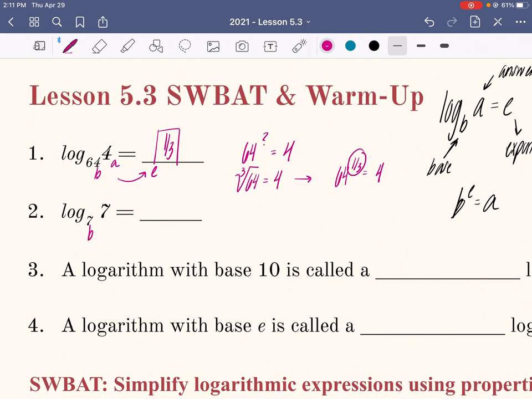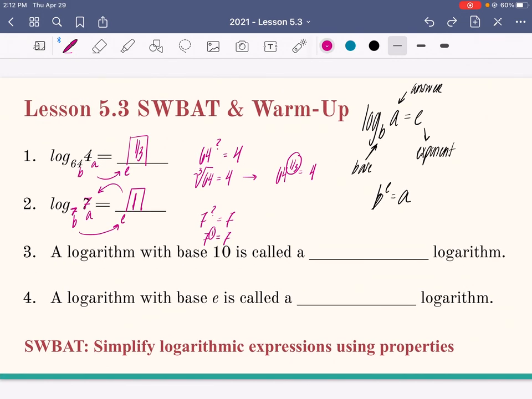Okay, same thing here. This is the B, the A, the E. So base 7 to the power of some exponent equals 7. Well, this you're going to notice is actually one of our special log properties that we learned last time. So if the base here is the same as the number here, then this is always going to be 1, because that base to the power of 1 is what gives it itself.